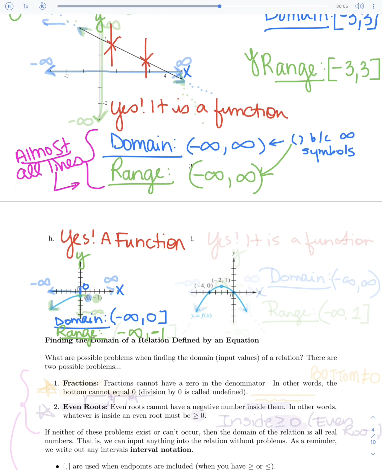Remember, just like before, the infinity should always have a parentheses. However, the -1 where we stop is a point or a graph, so it should have a bracket, and we should be including that. And that is it. For this last one, notice it does pass the vertical line test again, so yes, it is a function.